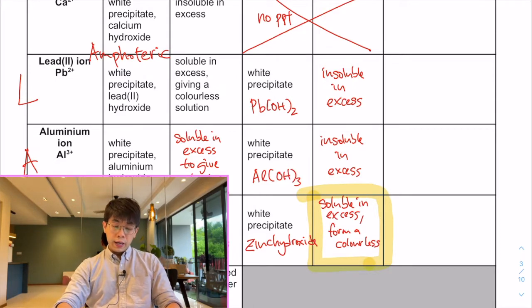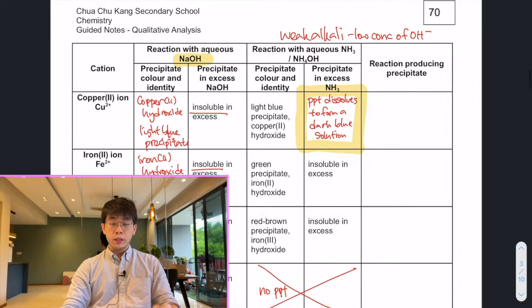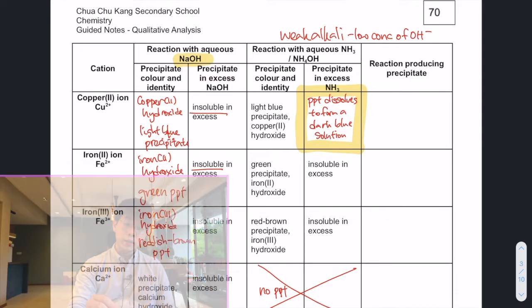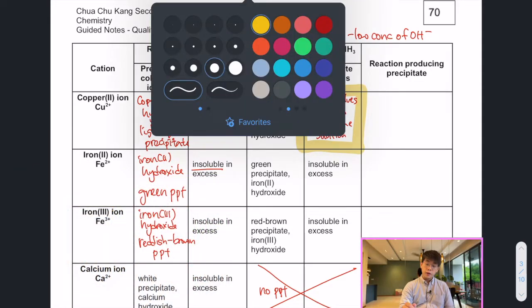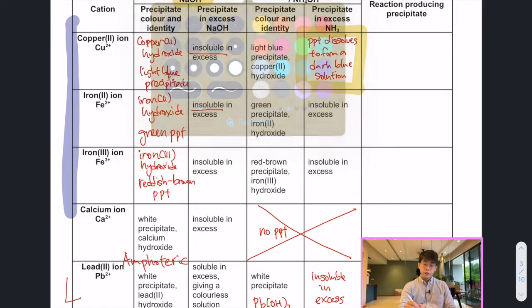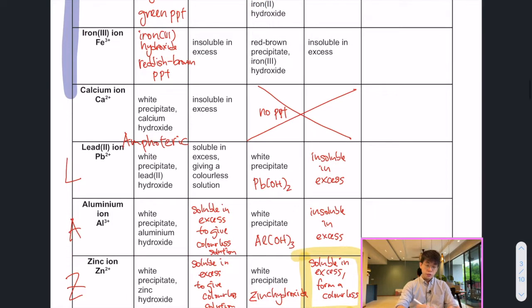Okay, and you might be wondering, wow, there's so many things to remember. I need to memorize all of this. How do I remember it? So this is how I like my students to remember. Okay, we have two groups of ions. We have the colored ones over here, right? These are colored, and we have the white ones, which are over here: calcium, lead, zinc, and aluminum.